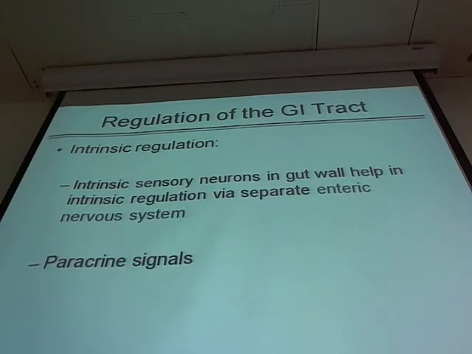Intrinsic regulation: sensory neurons in the gut wall help. As the gut expands, there are neurons that sense it. As chyme moves down from the stomach into the duodenum, it expands, and sensory neurons trigger secretion of bile, and blood insulin goes up in expectation of the sugar that's coming in. That's part of your paracrine signals.